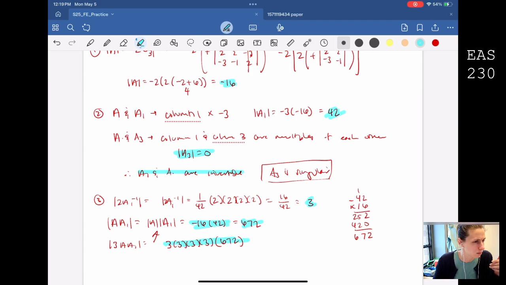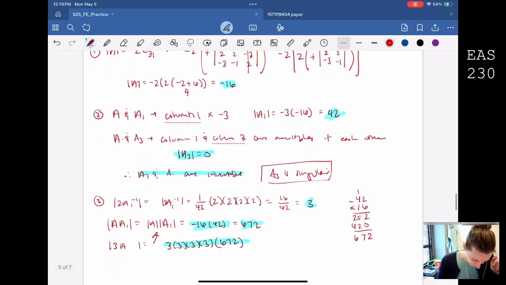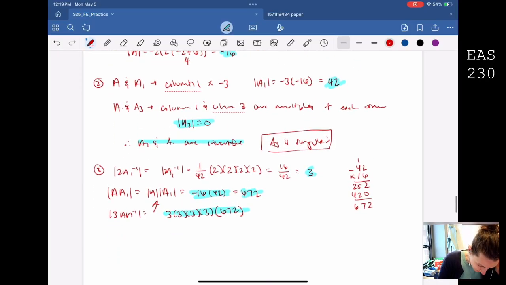Did I read it wrong? Oh, I totally read it wrong. It's not A. It's A inverse. Okay, make sure you read your exam. A inverse, not A1.